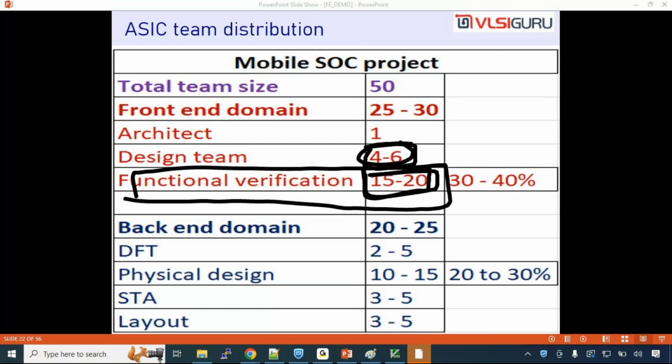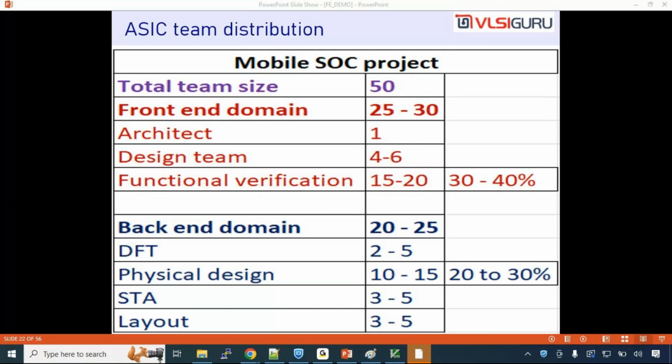Something similar is there in the backend domain also, where DFT will have 2 to 5 people, physical design will have around 10 to 15 people, more people in physical design. STA will have around 3 to 5 people, layout will have around 3 to 5 people. Tell me which are the two domains where there are a lot of jobs? Functional verification and physical design.